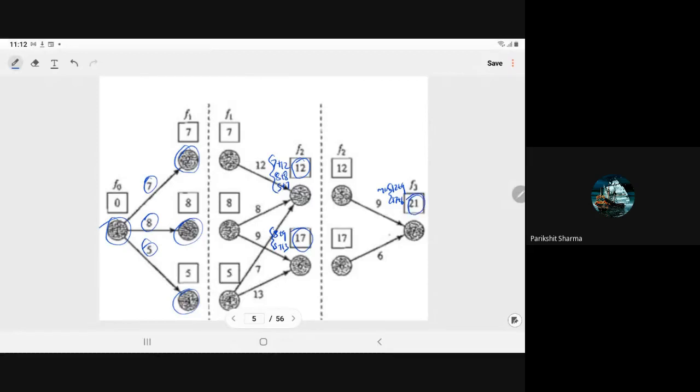So what will be the route? To reach 7, the optimal intermediate city is 5. For 5, the optimal intermediate city is 4, with distance 12. So it is through 4, and then we have 1. So this is the optimal, or shortest, route for reaching from node 1 to node 7.